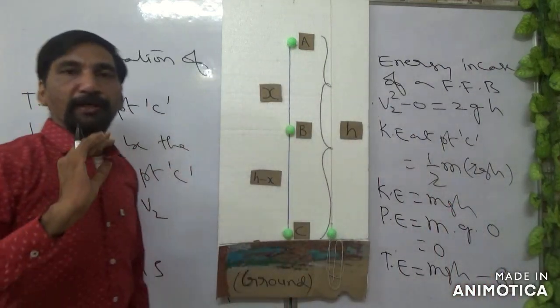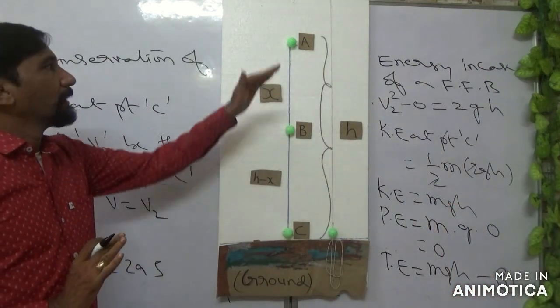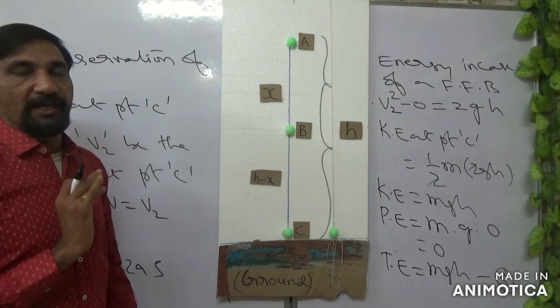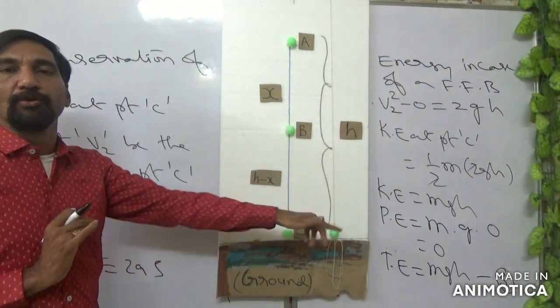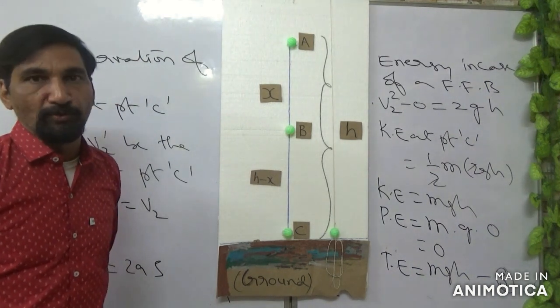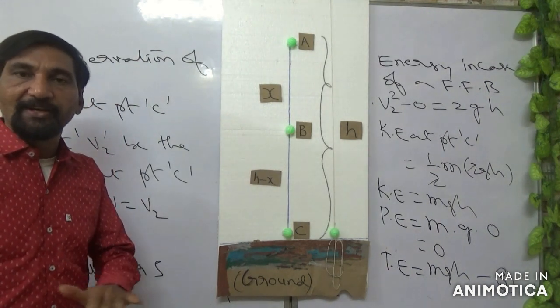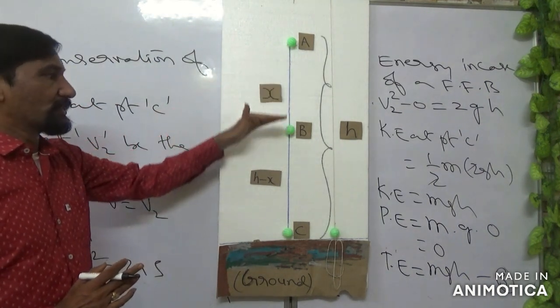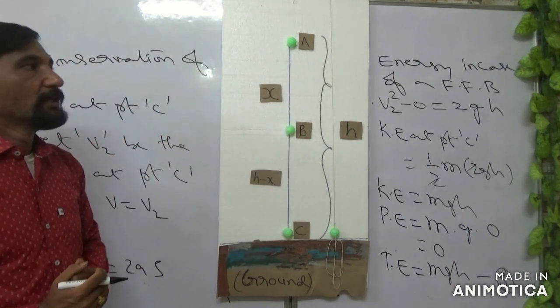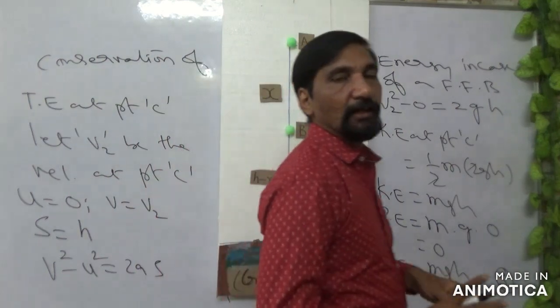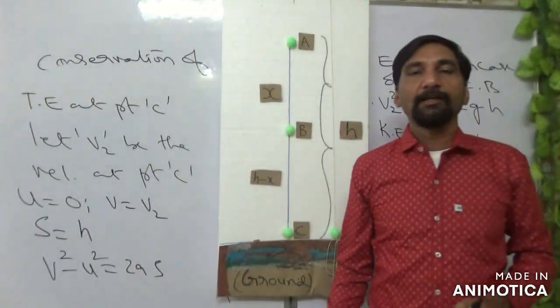So what do you notice? Total energy at point A is mgh. At point B, mgh. Even at point C also, you found mgh only. Means it's very clear that total energy remains the same at all points, in the case of a freely falling body.